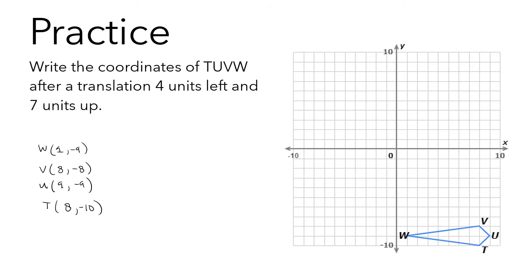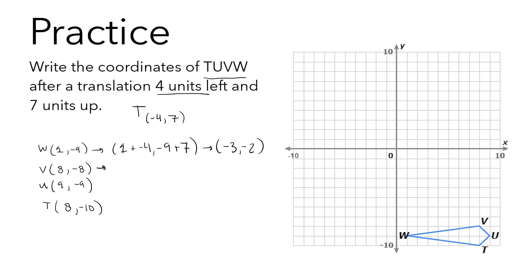Let's try one more example. This time it's going to move in two directions. We're going to write the coordinates of TUVW after a translation 4 units left and 7 units up. So 4 units left is going to be negative, so that will be -4 for my A, and 7 units up is going to be positive, so that's a positive 7. So let's do that to each of these points, which I've already written for us. So I'm going to do 1 plus -4 and -9 plus 7. That's going to give me (-3, -2).